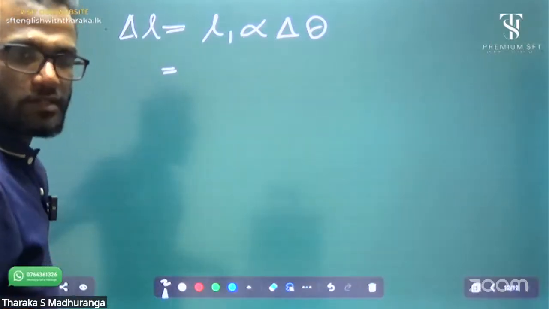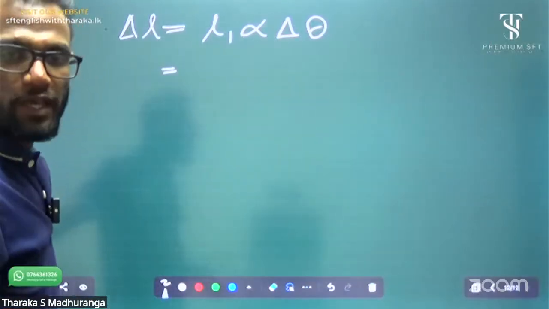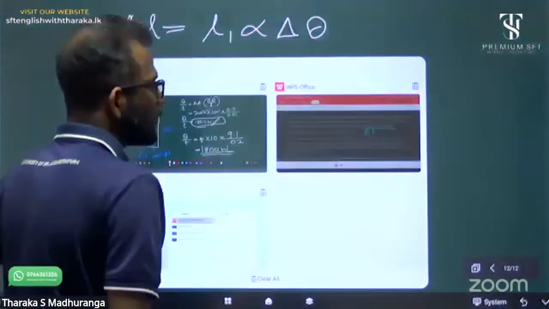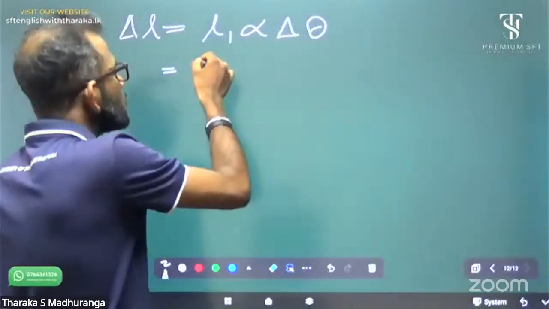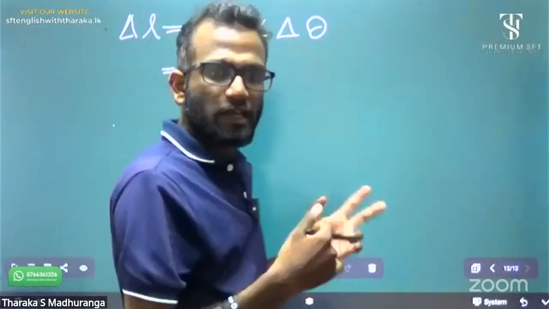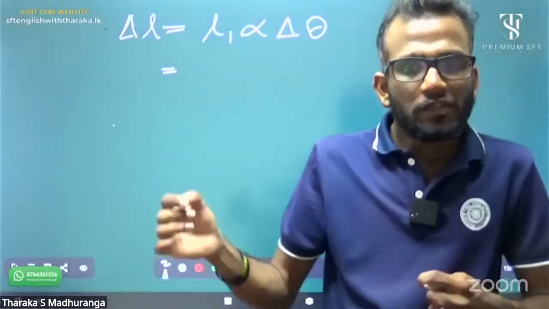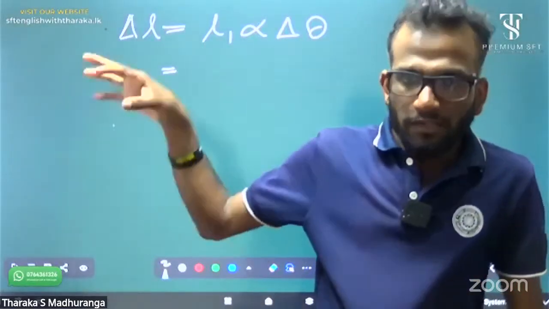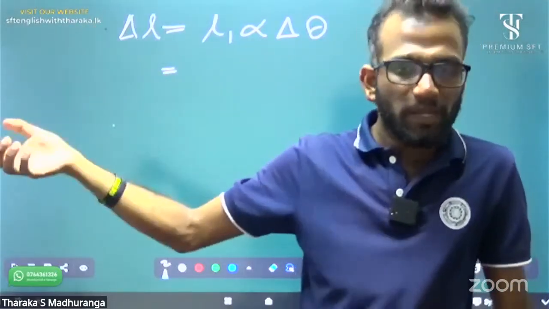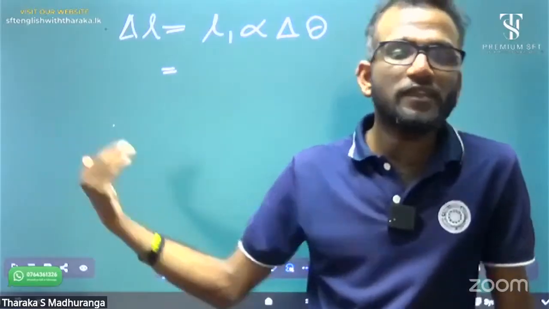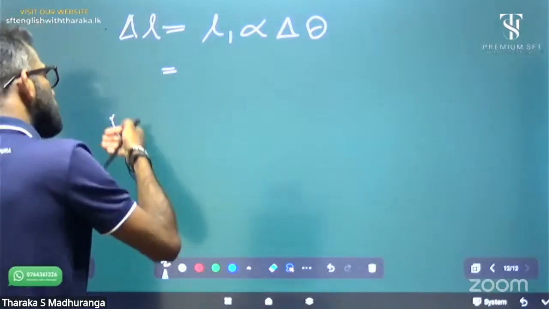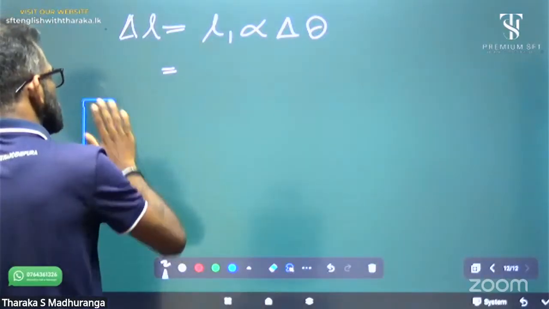L1, alpha, delta theta. What's the meaning of the L1? Initial length. It is 6 centimeter. Do you want to convert into meter? No. For expansion questions, if you substitute the initial length L1 in centimeters or millimeters or whatever unit, your answer comes in the same unit. Therefore, it is not compulsory to convert into meters.